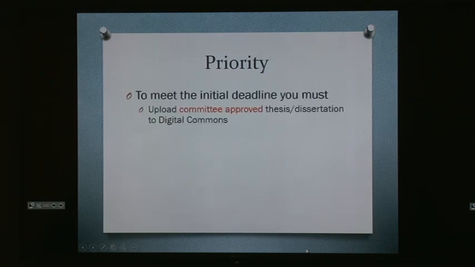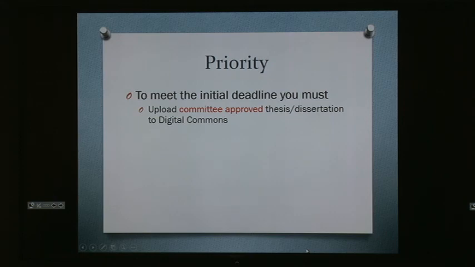to meet the deadline, you must upload your committee-approved thesis or dissertation to Digital Commons. You've just got to get it to me, and you've got to get it to me in the right spot. I'll show you what that looks like here in a minute. So that's your priority, upload to Digital Commons. I create a report from Digital Commons and send that to the program specialists. They send that list on to the graduation office. Within a couple of days, everybody knows who's in the running for graduation.